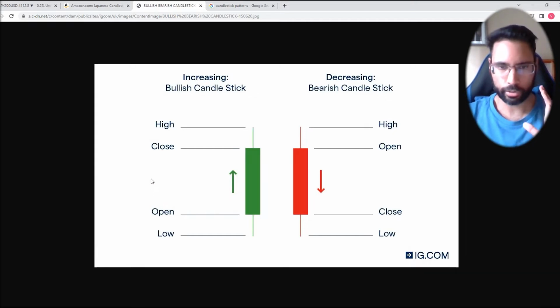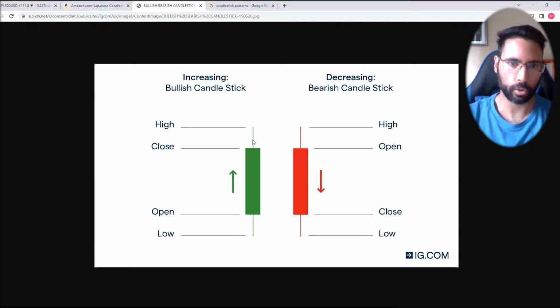So you get two basic skeletons here. You have the body of the candle, which is the green or the red. And do you see these little sticks sticking up? Those are called wicks. Think of it as a candle wick, where you light the flame. Other people call it a shadow, so the terms shadow and wick can be used interchangeably. I like the term wick because it fits the whole candlestick image.